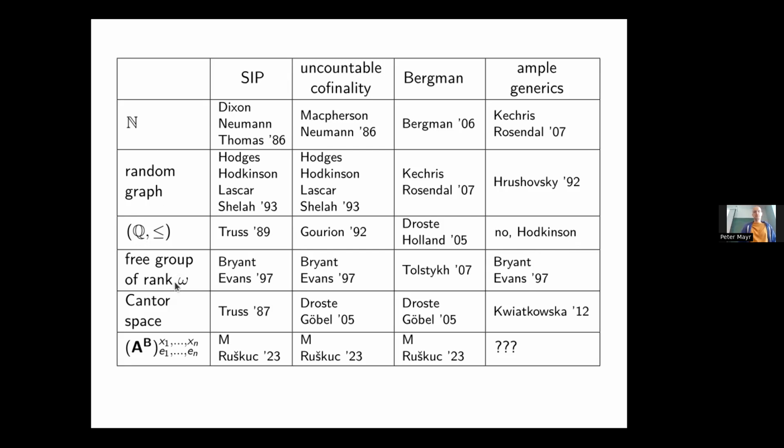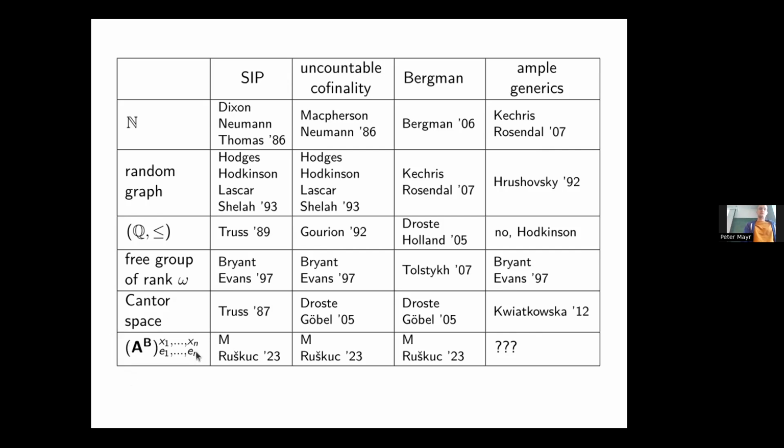Then most of these results were shown for relational structures, but in the 90s, Bryant and Evans investigated the free group of countable rank in the variety of all groups, and showed that the automorphism group has small index property, uncountable cofinality, and also something like ample generics, which turned out to be the notion that Kechris and Rosendal used later. For us, it's going to be important: the Cantor space, or the countable atomless Boolean algebra, has all these nice properties.